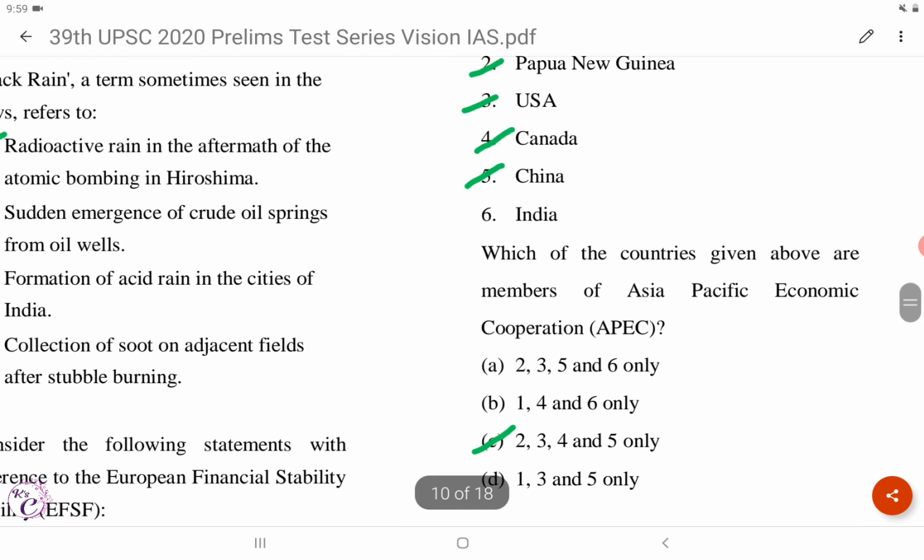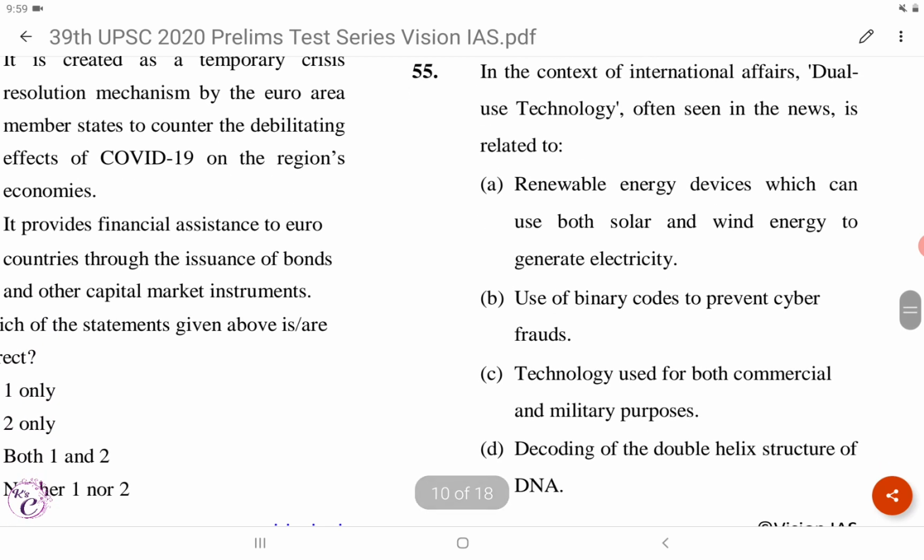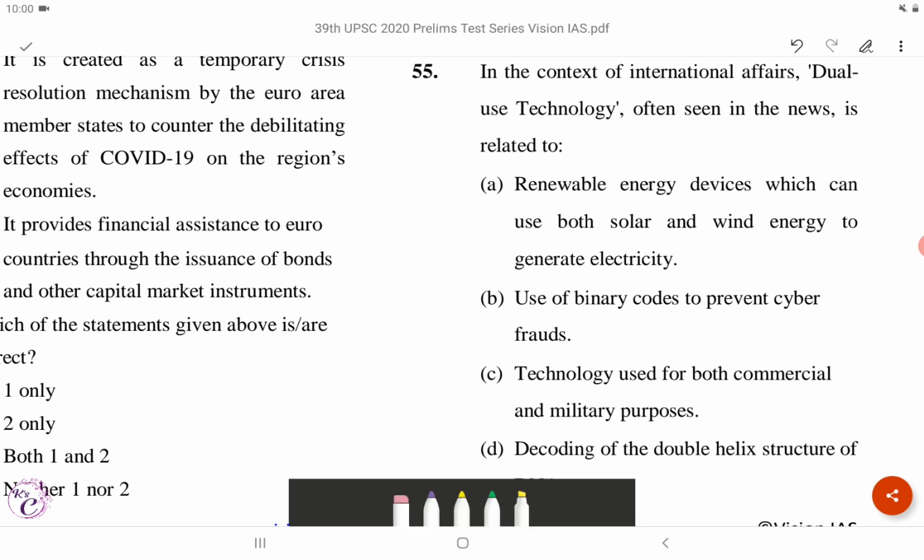Now let's come to question number 55. In the context of international affairs, dual-use technology often seen in the news is related to number A, renewable energy devices which can use both solar and wind energy to generate electricity. Number B, use of binary codes to prevent cyber frauds. Number C, technology used for both commercial and military purposes. Number D, decoding of the double helix structure of DNA. So the correct answer is C.